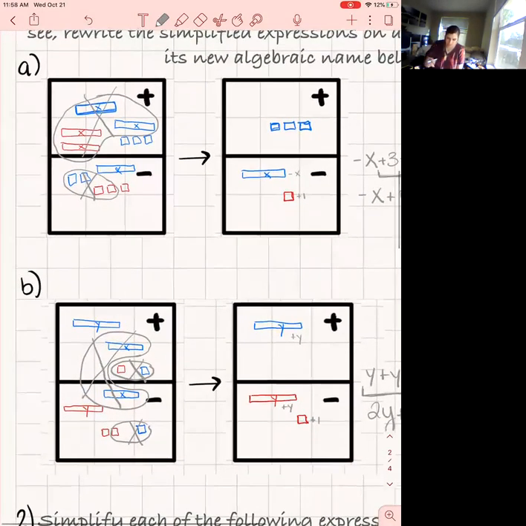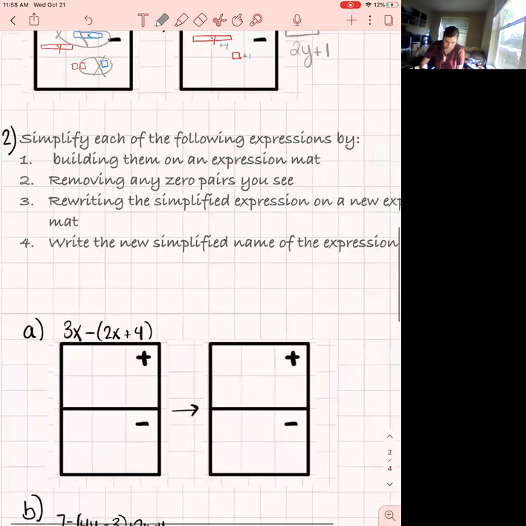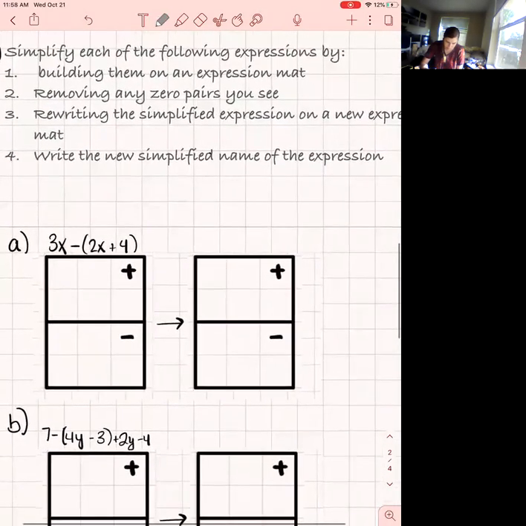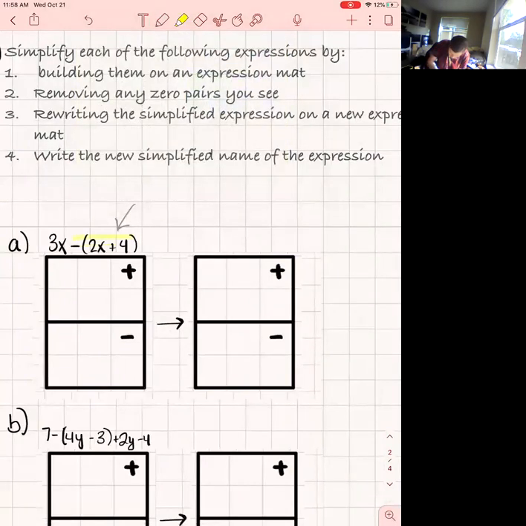All right, we're going to do our last 2 on the left side. So here are your instructions. Simplify each by first you need to build them, then you remove the zeros, then you redraw, and then you write the name. So the only new step is you have to build it. And remember that this parentheses with the negative in front of it means that those tiles go in the opposite of region.